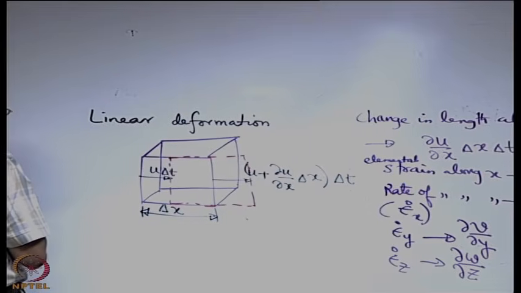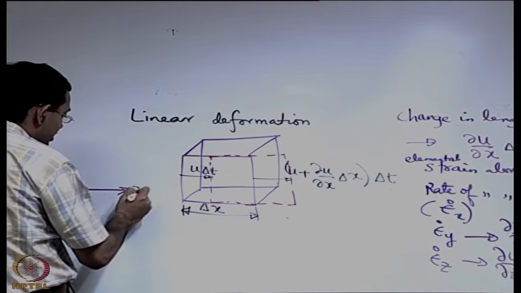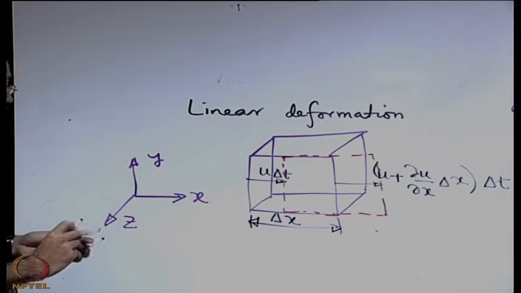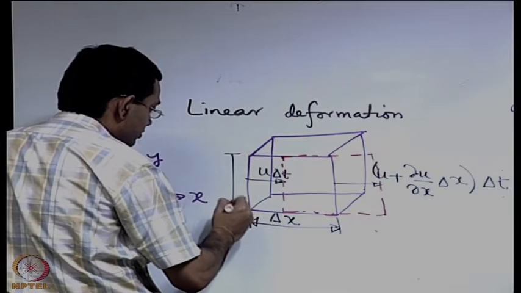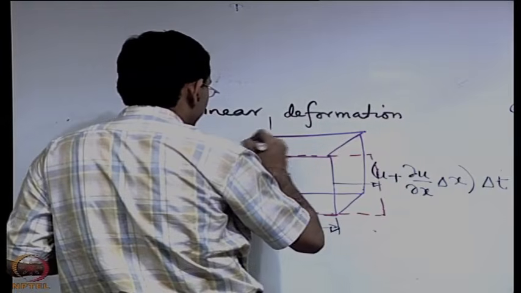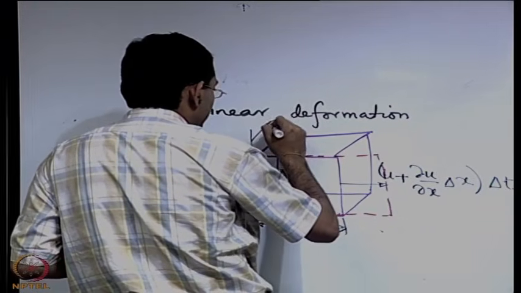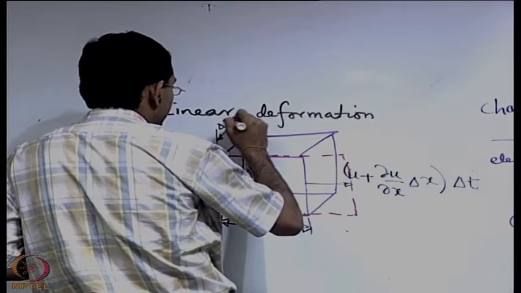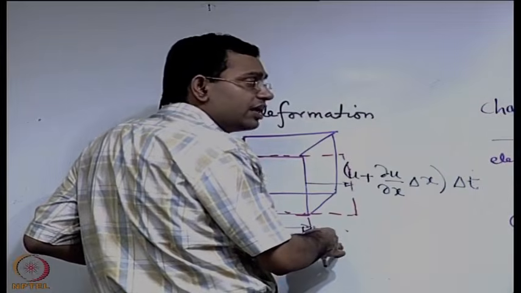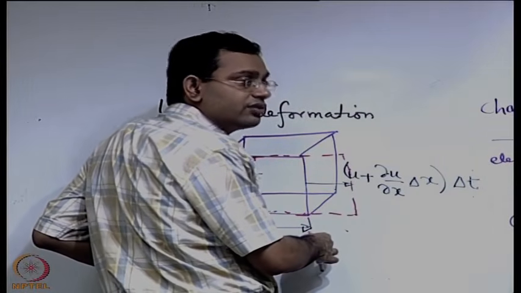So, we set up coordinate axis as this is x, this is y and this is z. So, delta x, delta y and delta z. Now, what is the new length? So, we are interested to get the new volume. So, what is the new volume? The new volume is new length along x into new length along y into new length along z.